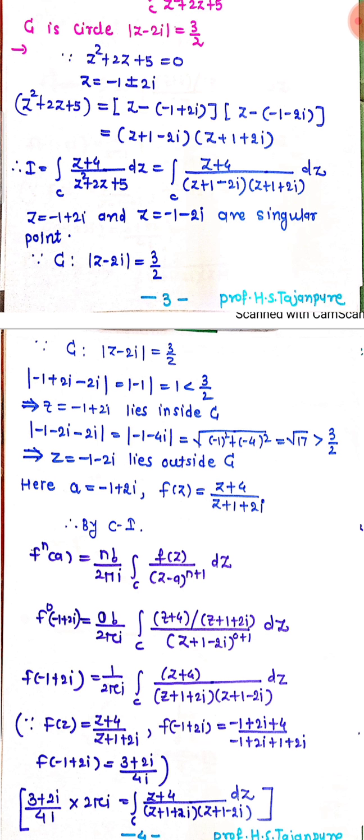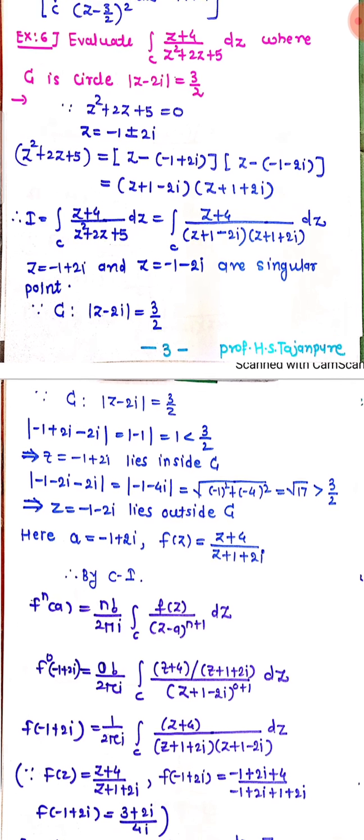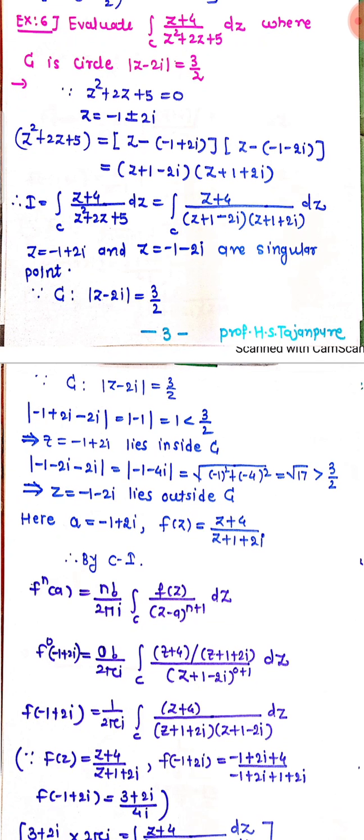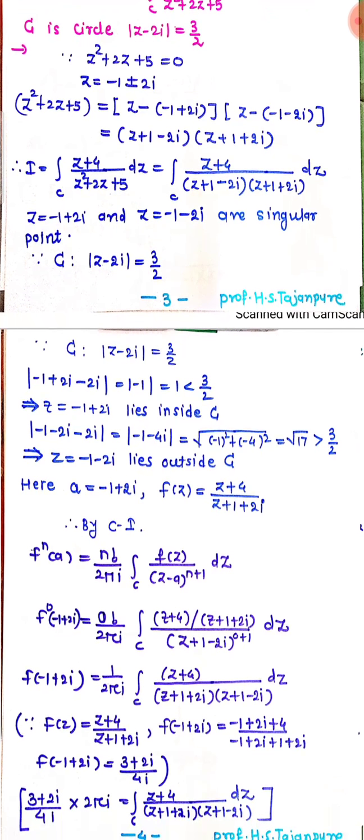I have just written the factor form, but the required integral's denominator term is z² + 2z + 5. Now you can simplify the answer. After the simplification, these two 2's make 4, the i will also cancel, and you can write the final answer as π(3 + 2i) upon 2. That is the value of the complex integration.